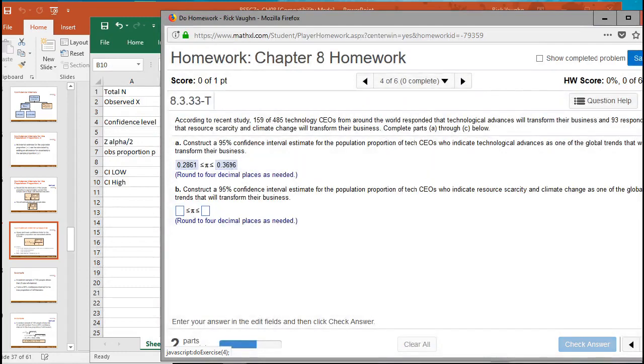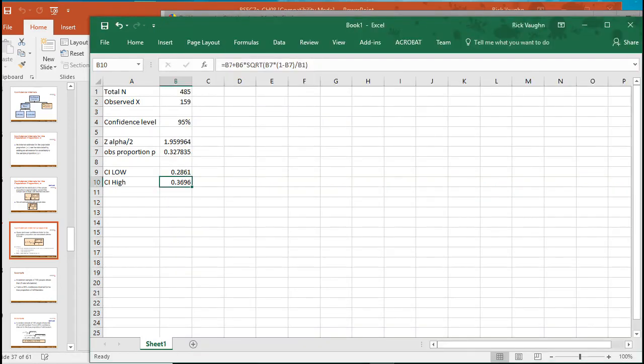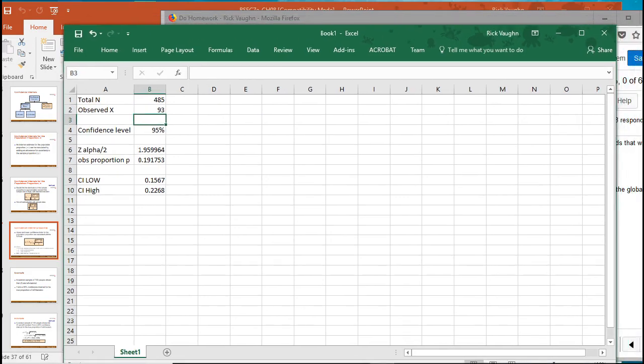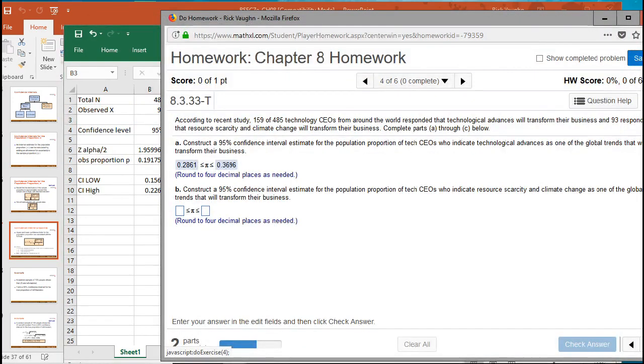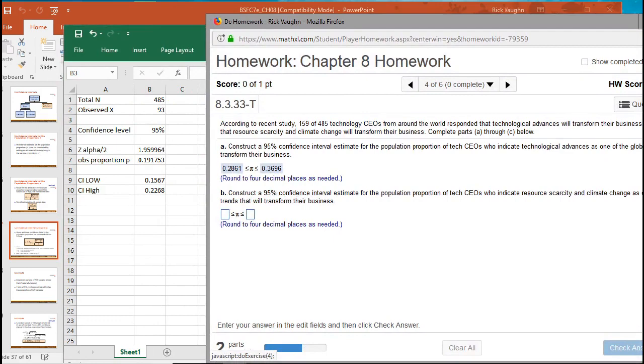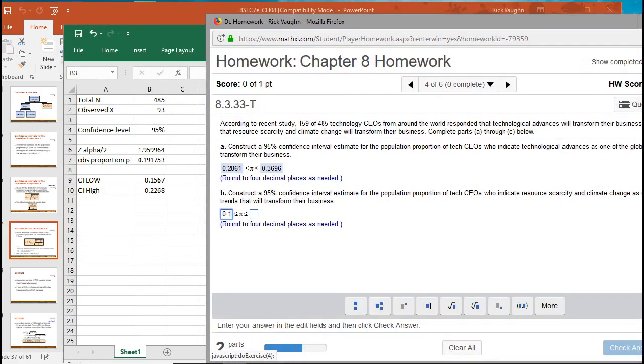Okay, now for the second part of this, we're going to do a 95% confidence interval with the other proportions. So everything should be the same. We're just going to use 93 instead of the 159. The nice thing about doing this in Excel is all I need to do is change this number to 93 instead of 159. Now I can type these numbers directly into the homework problem. So let's try that one. 0.1567 and 0.2268.